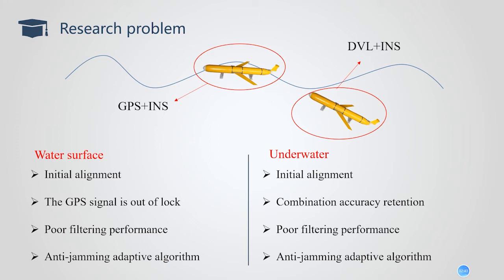But for the underwater vehicle on the water surface, the GPS signal is often out of lock due to environmental factors. As for the underwater vehicle under the water, the combination accuracy will deteriorate when the DVL measurement information goes wrong.